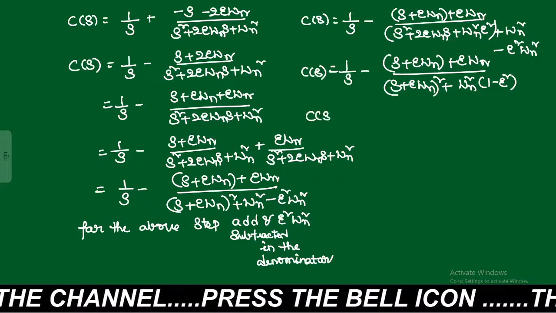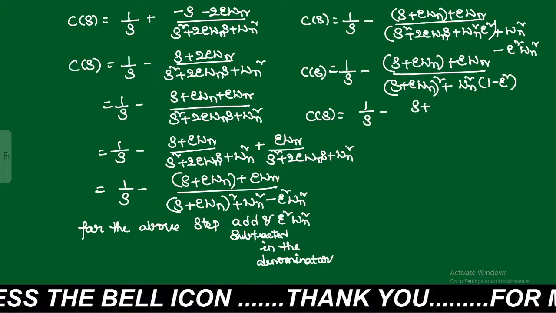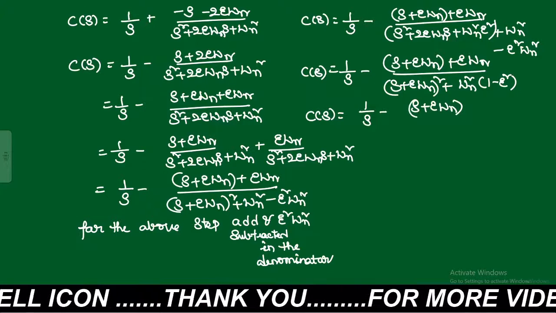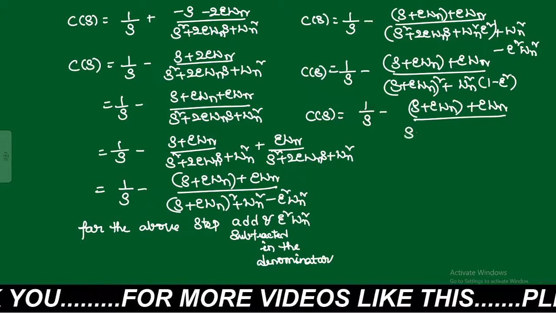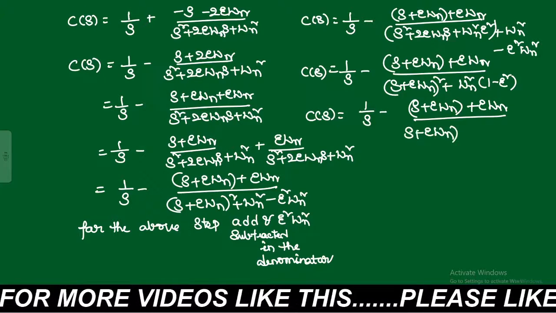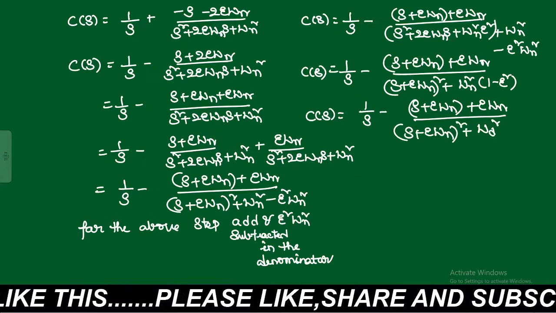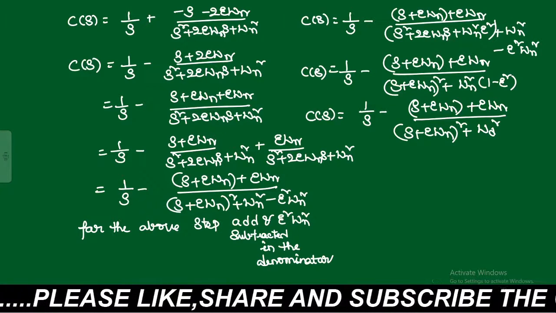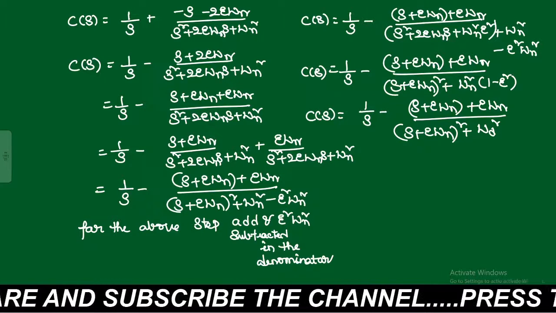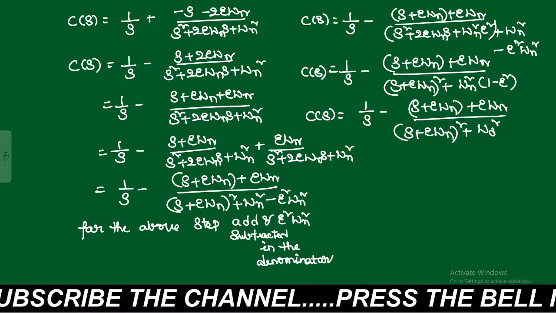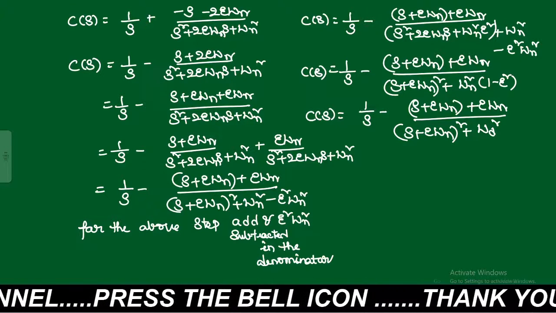So C of s can be written as 1 by s minus (s plus zeta omega n plus zeta omega n) divided by ((s plus zeta omega n) whole square plus omega d square), because you already know omega d value will be omega n into under root of 1 minus zeta square.